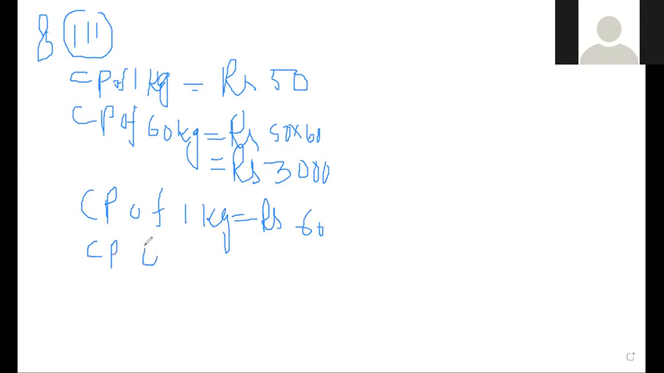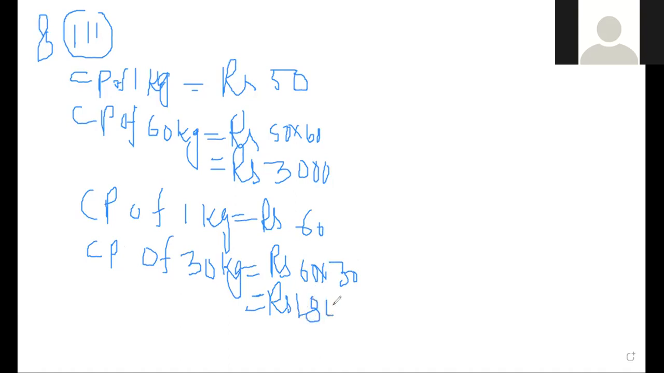CP of 60 into 30. How many kg were mixed there? 30 kg, right? And what will be the price of 30 kg? 1,800. Very good, 60 into 30. You are right. 1,800 will come. Understood?